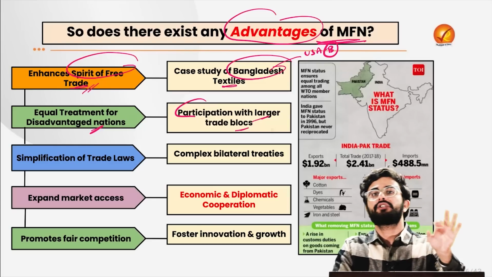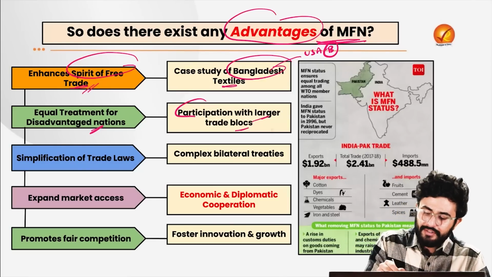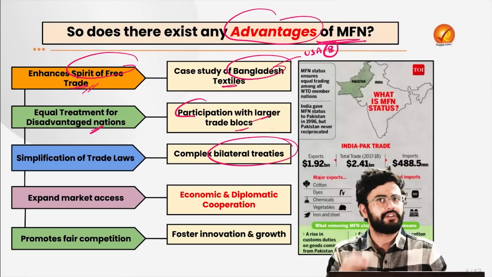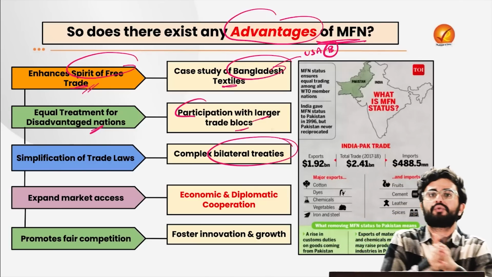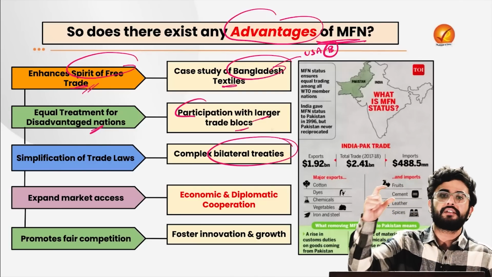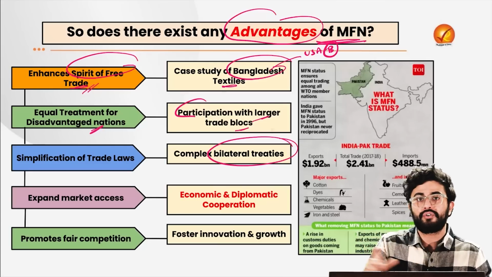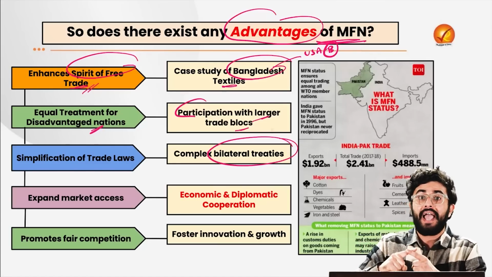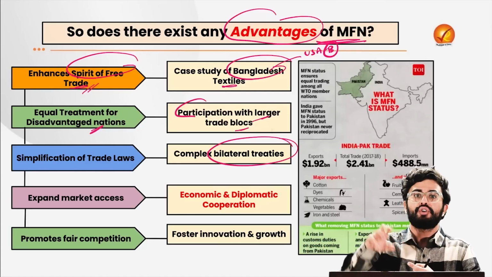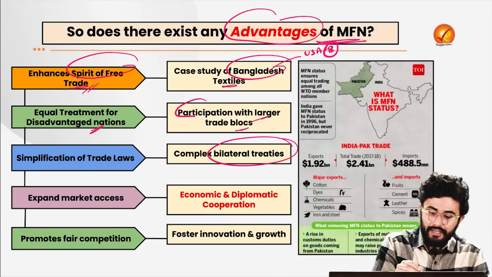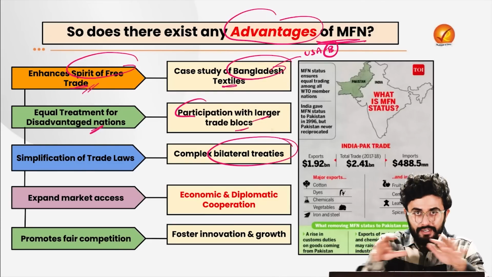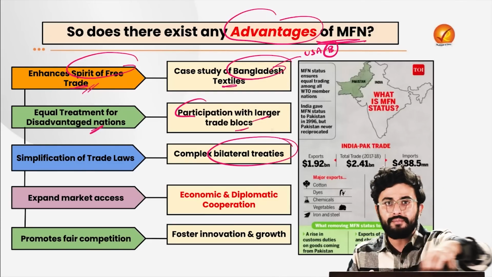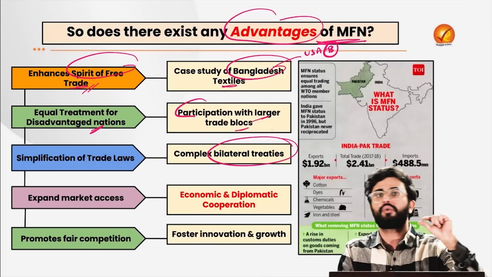Then it leads to simplification of trade laws, because there can exist a lot of complex bilateral treaties where two countries can get to one platform and provide certain provisions and trade agreements which can hamper the trade with other countries. So to prevent that, it leads to simplification of trade laws, because under this MFN status all countries form the bracket of one trade agreement only.